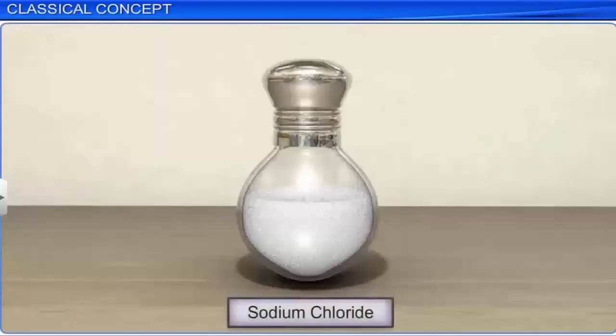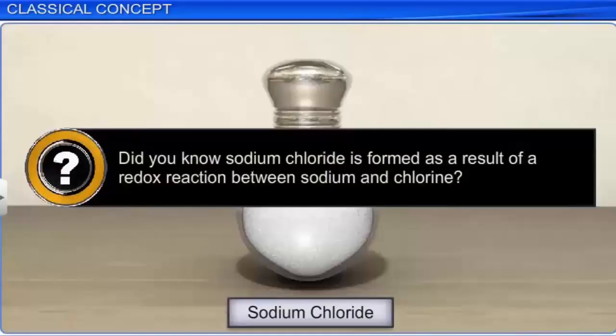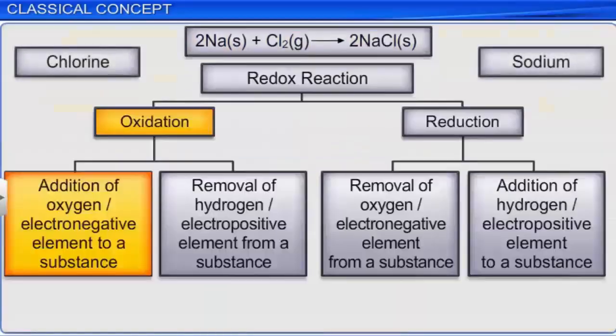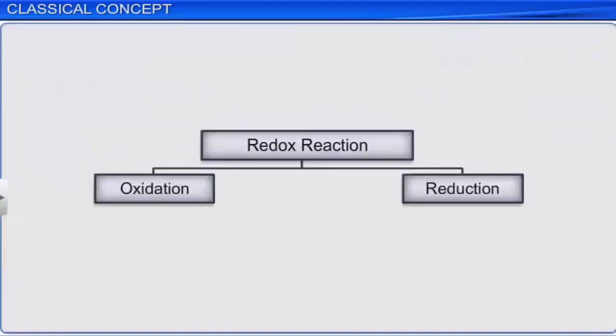Consider the common salt sodium chloride. Did you know sodium chloride is formed as a result of a redox reaction between sodium and chlorine? Let's understand how. Sodium is oxidized due to the addition of an electronegative element, chlorine. Simultaneously, chlorine is reduced because of the addition of an electropositive element, sodium. This proves that in a redox reaction, oxidation and reduction occur simultaneously.